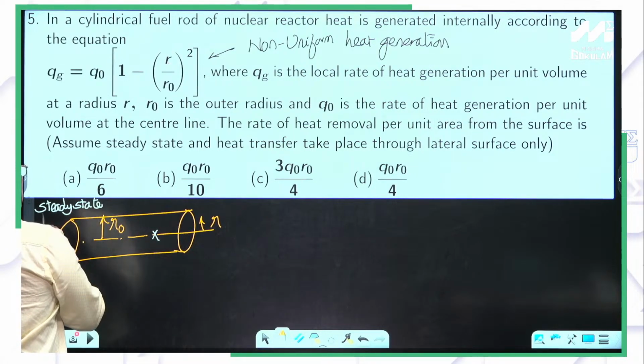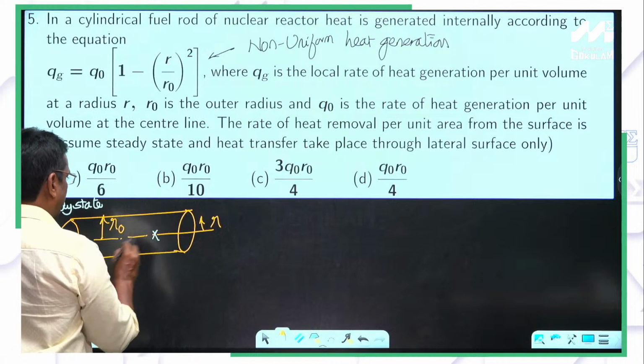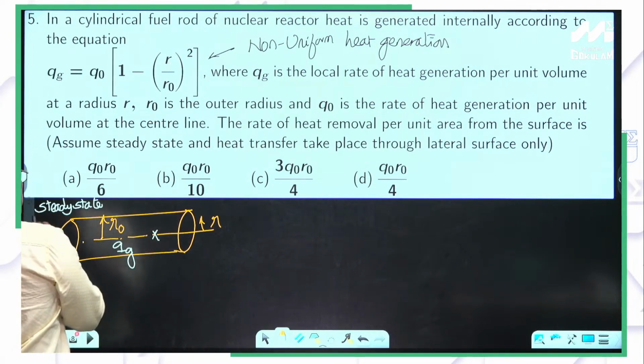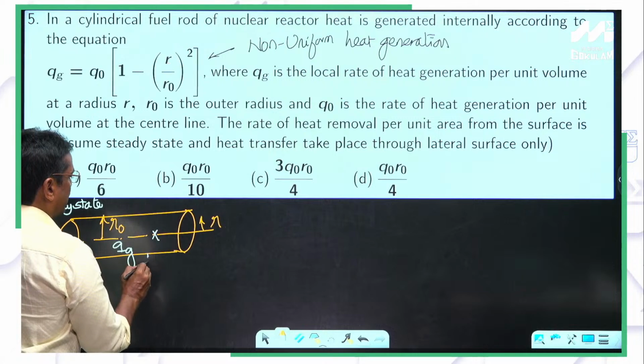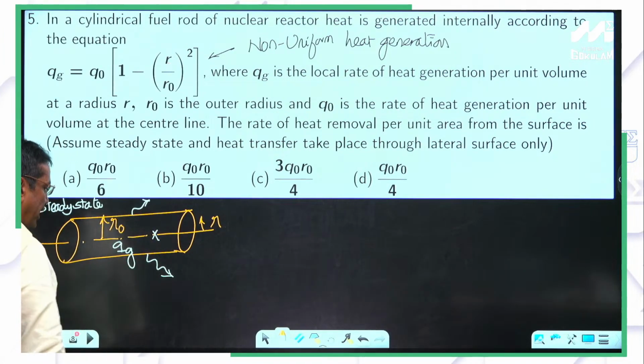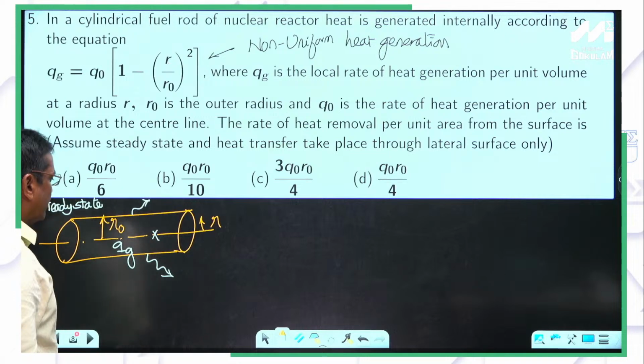I already said, assuming steady state: whenever there is heat generation, for steady state, all the heat generated must be convected from the surface of the body by convection.